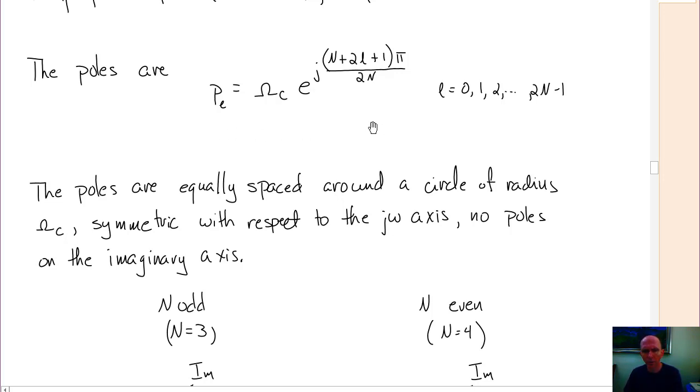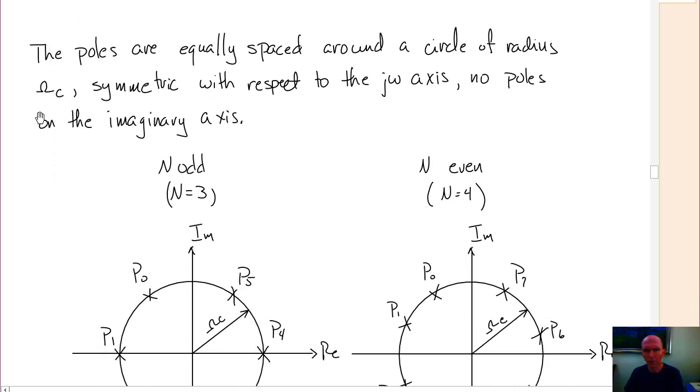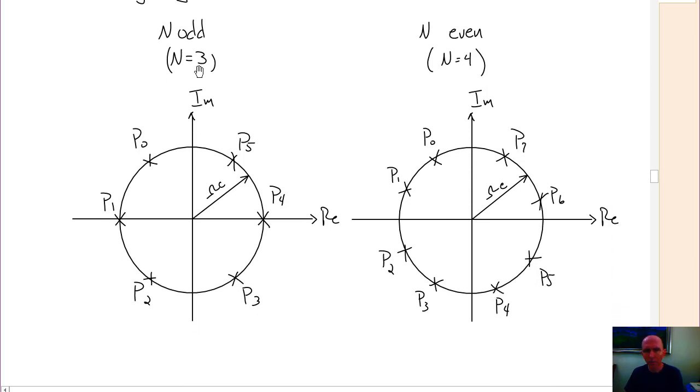This is where the poles are. Instead of memorizing this, it's easier actually just to think about it graphically. It turns out that the poles are equally spaced around a circle of radius omega c, symmetric with respect to the j omega axis, and no poles on the j omega axis. So for example, if n is equal to 3, that means we're going to design a filter of order 3. It would mean that 2n is going to be 6, and so there are 6 poles on a circle with the radius omega c.